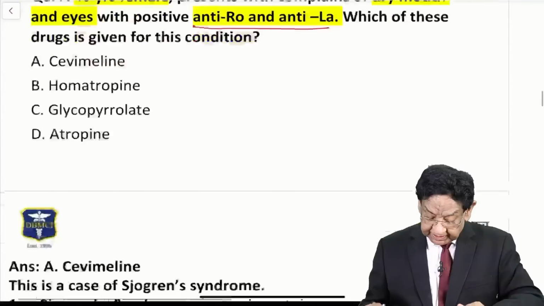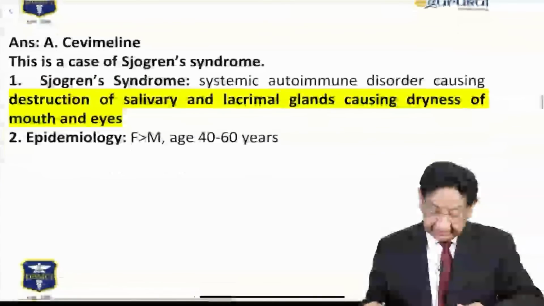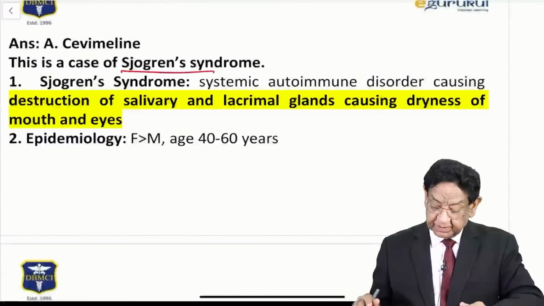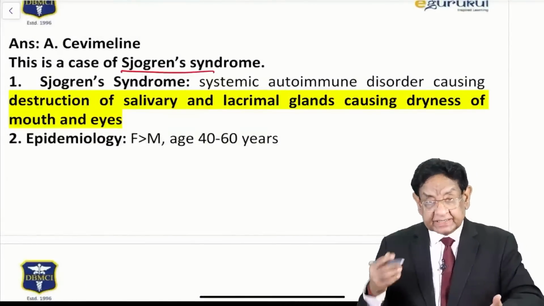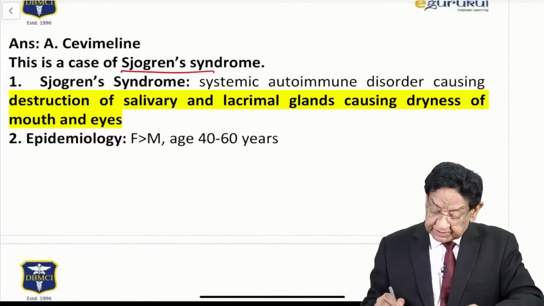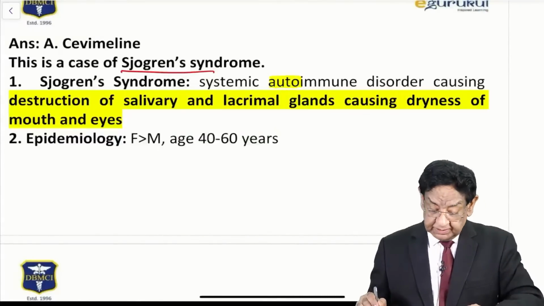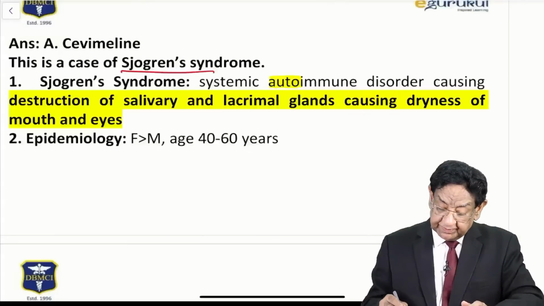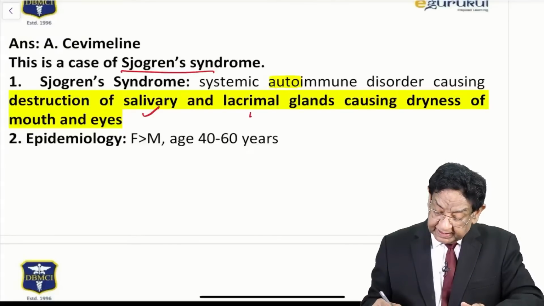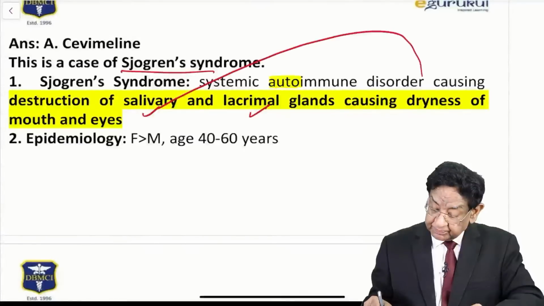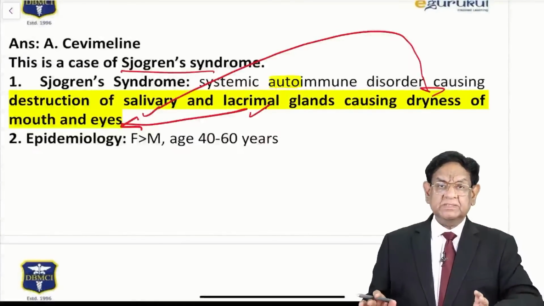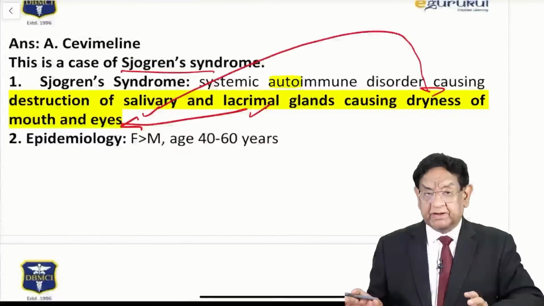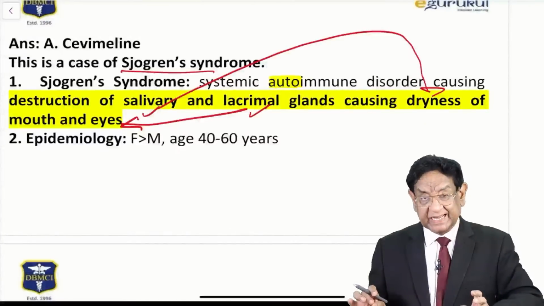Well, the right answer is cevimeline. It's a case of Sjögren syndrome. Why? The disease is an autoimmune disease that leads to destruction of the salivary gland and lacrimal gland. Salivary gland destruction leads to dryness of the mouth, and the lacrimal gland involvement affects the eyes. Classically, these patients feel their mouth is totally dry and eyes are always gritty.